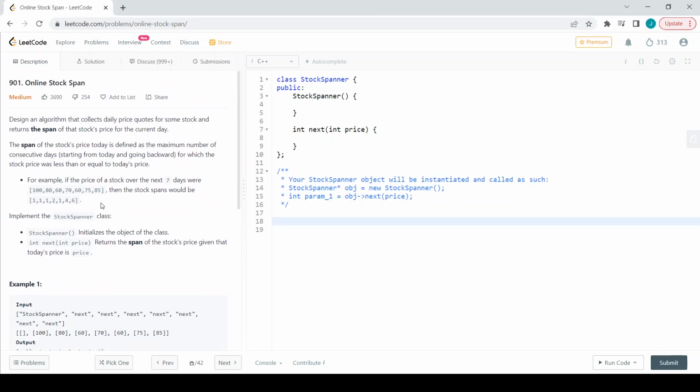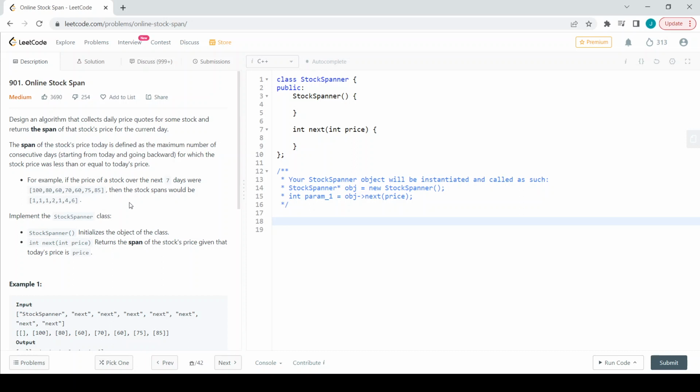Today let us solve the LeetCode daily challenge, and the problem is Online Stock Span. Design an algorithm that collects daily price quotes for some stock and returns the span of that stock's price for the current day. The span of the stock's price today is defined as the maximum number of consecutive days for which the stock price was less than or equal to today's price.